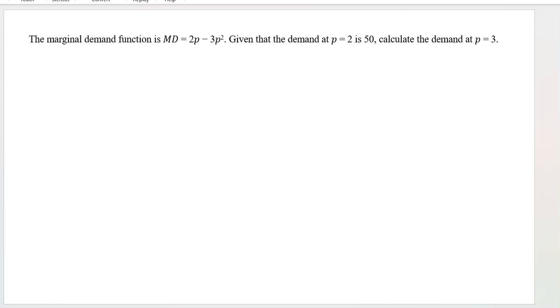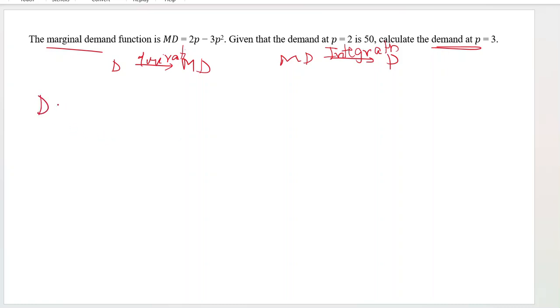The marginal demand is this. Given the marginal demand, and the demand at P equal to 2 is 50, calculate the demand at P equal to 3. So if we want to go from demand to marginal demand, we use the derivative. But whenever we want to go from marginal demand to demand, we use integration. So similarly, here from marginal demand, we want to find the demand. That means we use integration. So demand will be the integral of 2p minus 3p square dp.